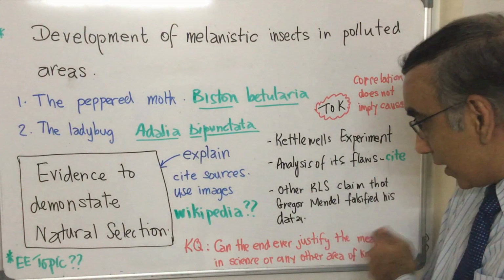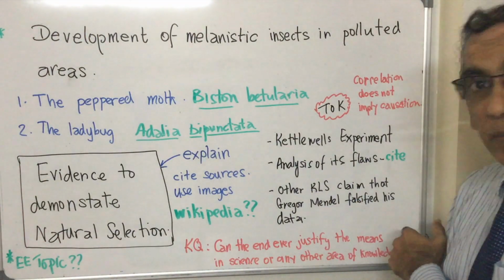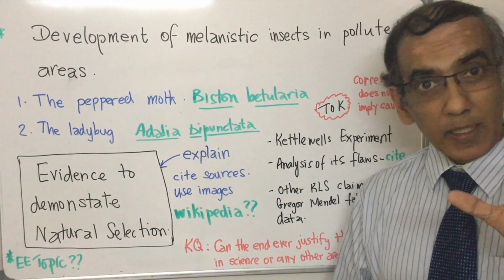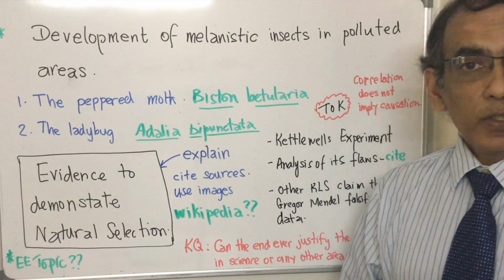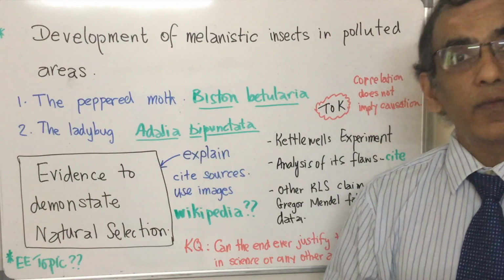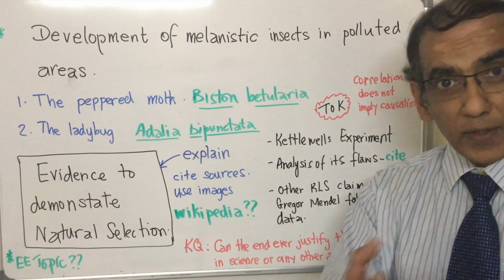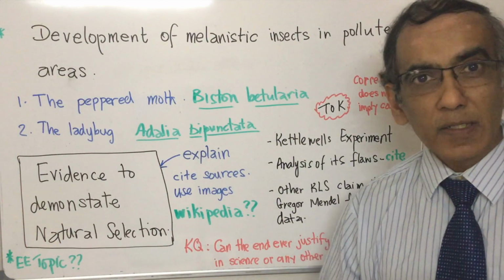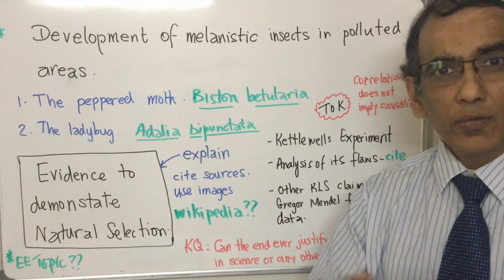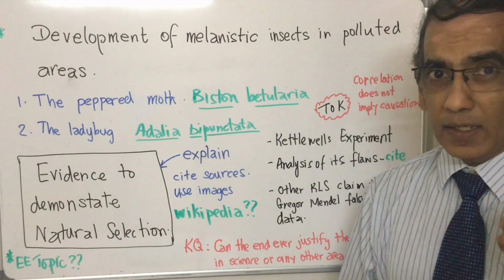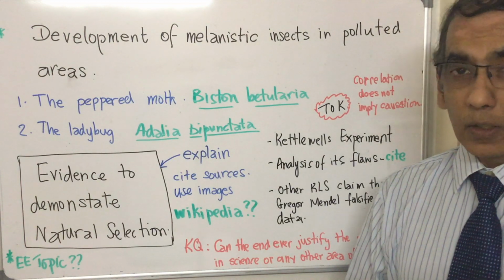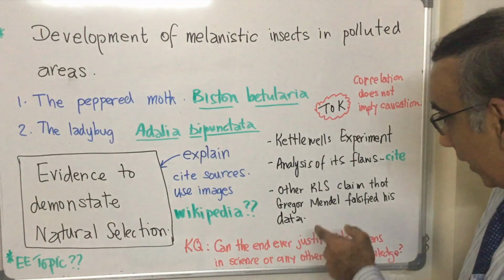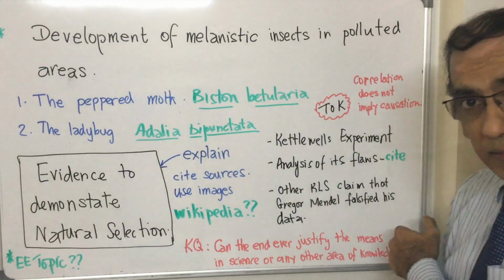And another such example is the work of Gregor Mendel, where there is a claim, if you type it into Google and you do some search, you would find that there are claims out there that the great Gregor Mendel, the father of genetics, the man who gave us the understanding of dominant and recessive and gene and allele and the whole science of inheritance, his work was also falsified according to some sources. So I want you to search for evidence concerning that.